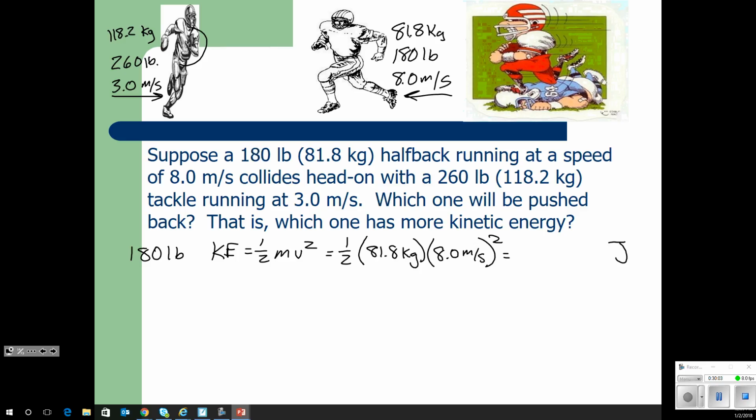So if we do that really quick, 8 squared is 64. 64 times 81.8, and then divide it by 2. Somebody do that. I'm not going to do that part in my head. Okay. So 8 squared is 64. So 64 times 81.8, then divide it by 2. What do we get?